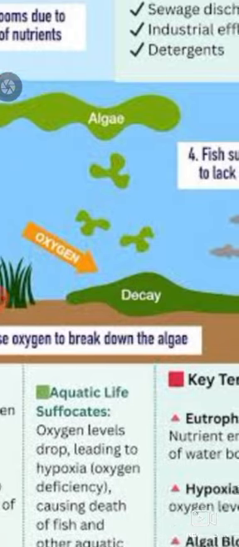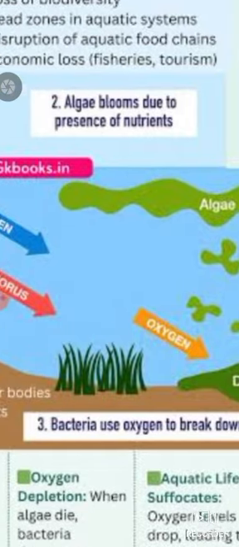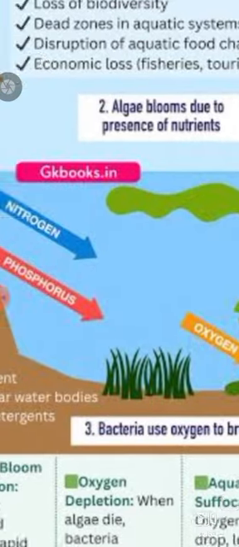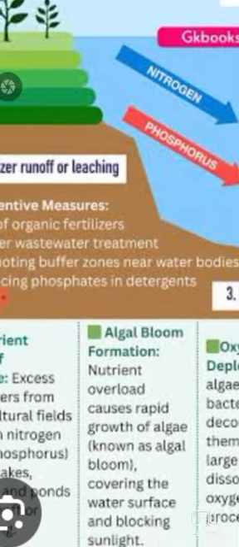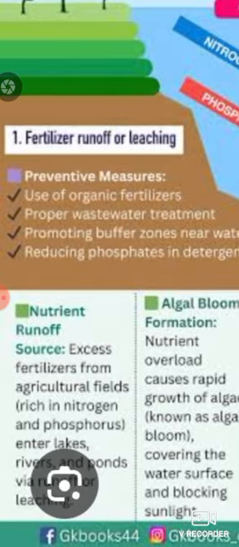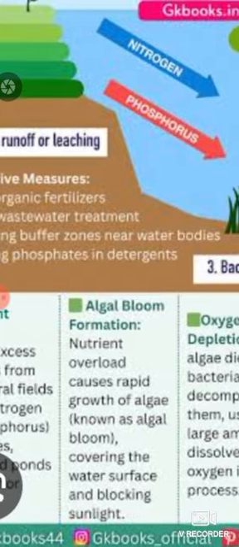Not only fish, other aquatic animals too. So that is mainly what it's about. Preventive measures: use organic fertilizers. If you want to prevent eutrophication, use organic fertilizers instead of chemical fertilizers. Proper wastewater treatment, that is, treating your sewage. Promoting buffer zones near water bodies.